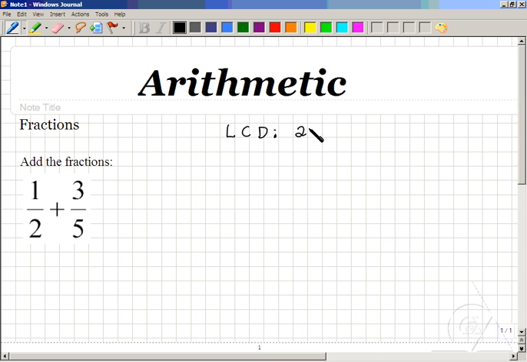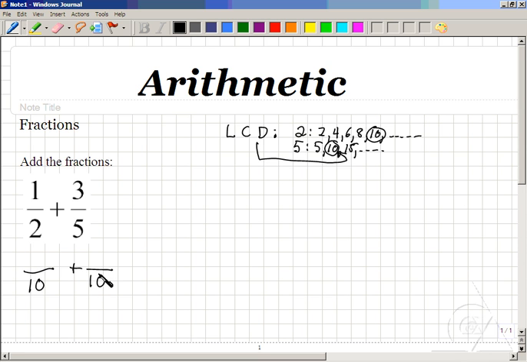So if we list the multiples of 2, of that denominator, 2, 4, 6, 8, 10, we could keep on listing the multiples. And for 5, we'd have 5, 10, 15, and so on. Well, the smallest multiple that appears in both of these is 10, and therefore this is the least common denominator. Therefore, we'd like both of these fractions to have 10 on bottom.